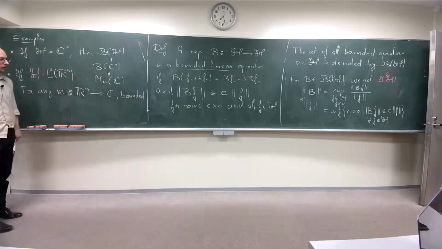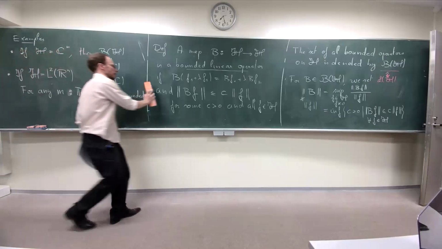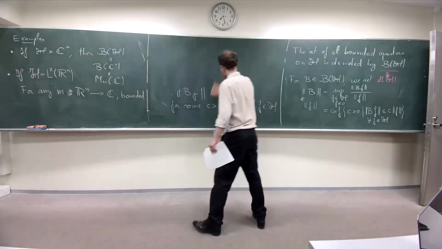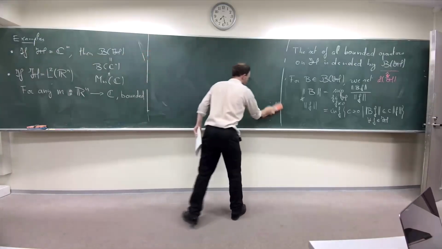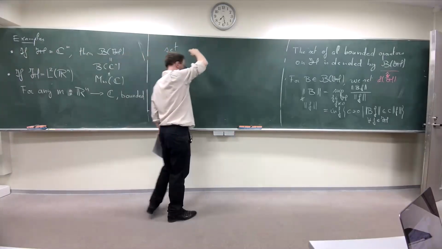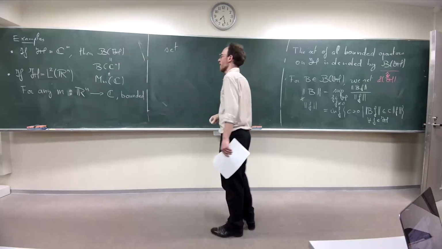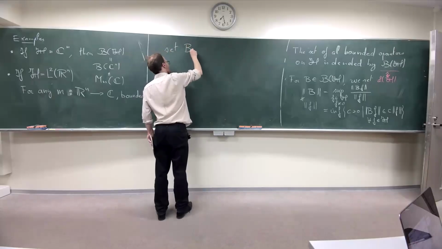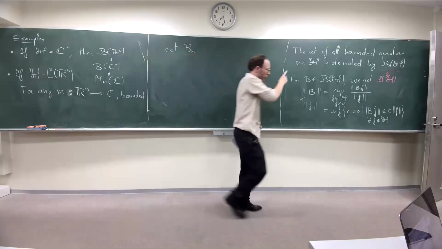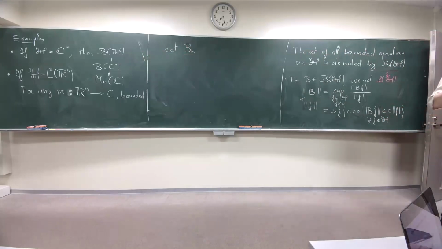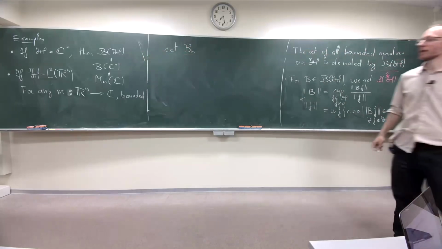So for any function m from Rn to C, I'm going to set... please be careful because I'm going to use this example many times. Set B index M. Why B? Because I want to deal with bounded operators, so I use B, but it's defined with respect to M, so I put it as an index.